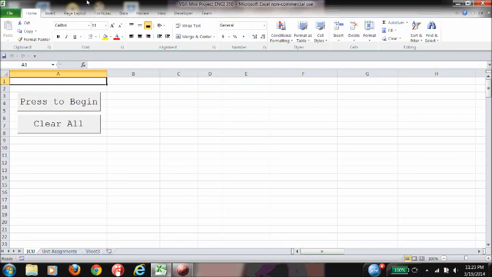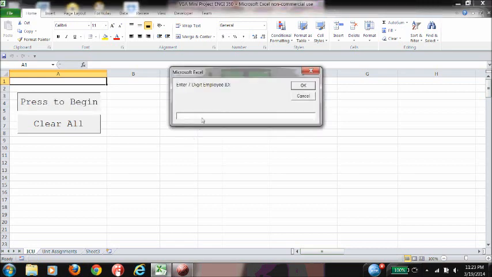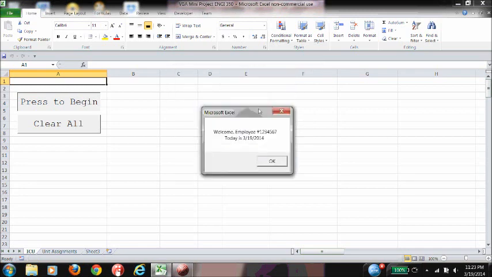So first thing they would do is go in here and press to begin. They would enter their employee ID, press OK. It would display a welcome message and tell them the date. And then when they click OK, the back of the report is going to populate with the format of how the data is going to be imported. It's going to show each of the data headings, and it's going to model that for us.